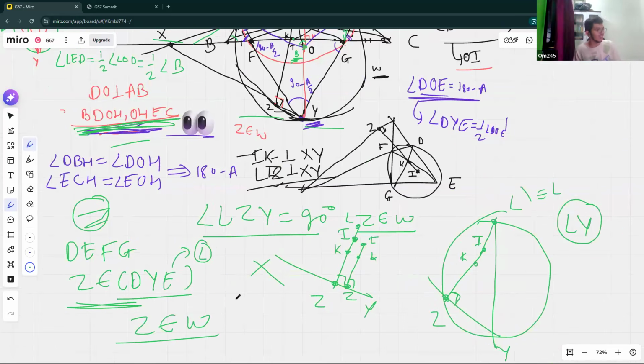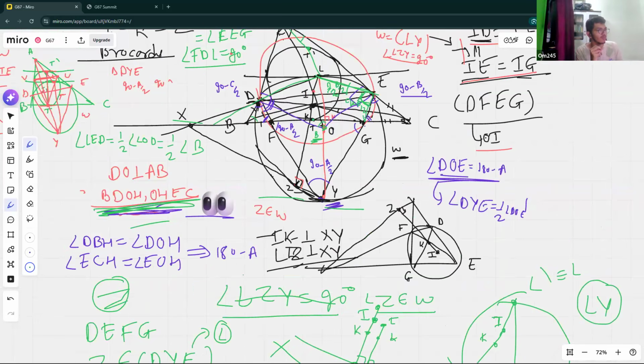Yeah, I'm actually very sorry. This is actually not the reason L lies on omega, or that Z lies on omega. The real reason is the Mikhail point. Oh, I should have realized that a long time ago. So Z lies on omega because Z is a Mikhail point.